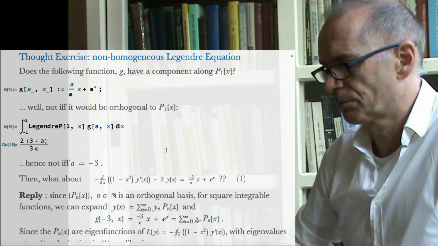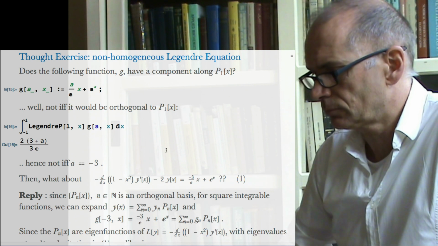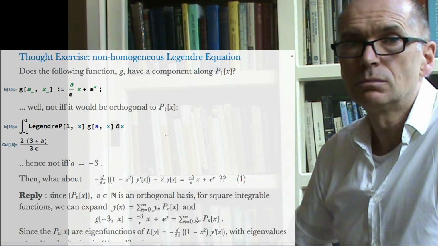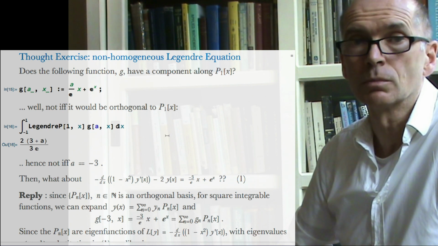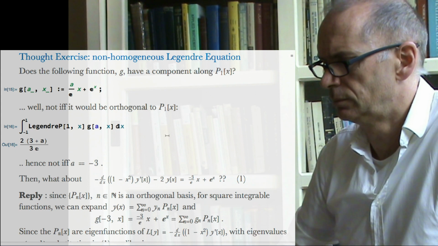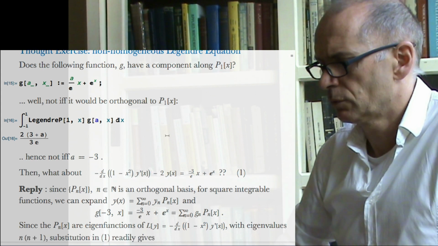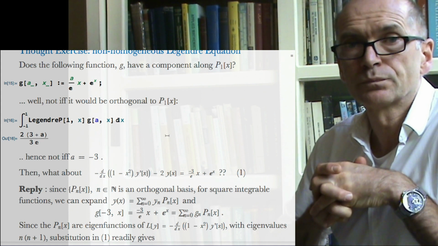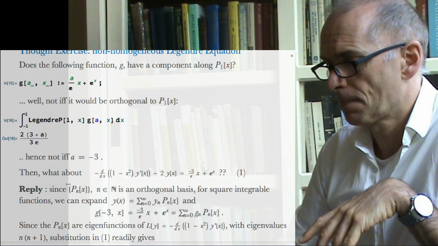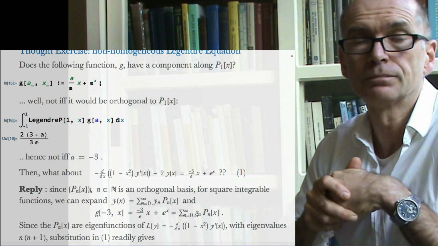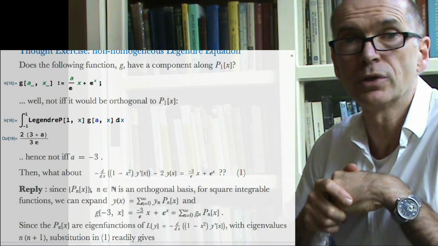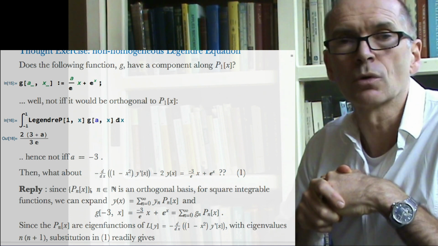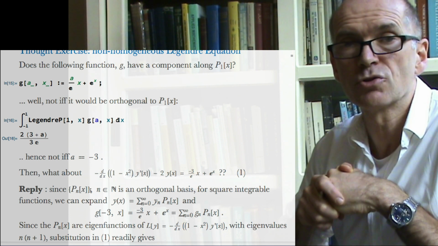What can we say? Well, given everything that we learned about Sturm-Liouville, and now singular Sturm-Liouville, if we would confine ourselves to the span of this set, the orthogonal Legendre polynomials, and use that as a basis, it is an orthogonal basis because the problem is self-adjoint.